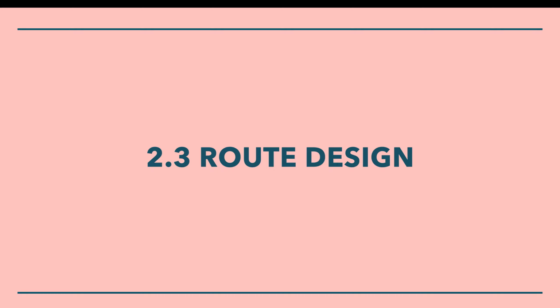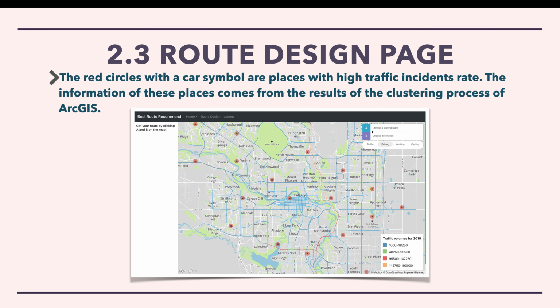The next part is the most important part, the route design page. After logging in, the user can have access to the route design section. The red circles with a car symbol in the picture are places with high traffic incidence rate. The information of these places comes from the results of the clustering process of ArcGIS, which was shown earlier.